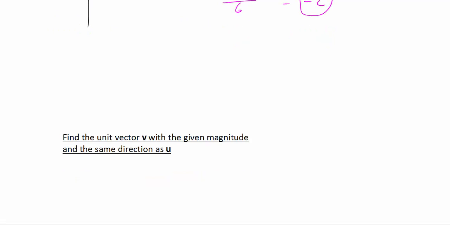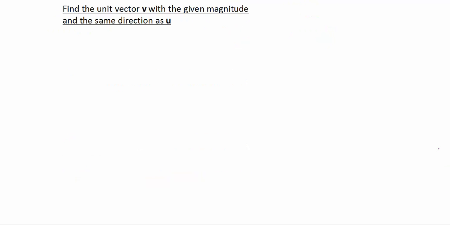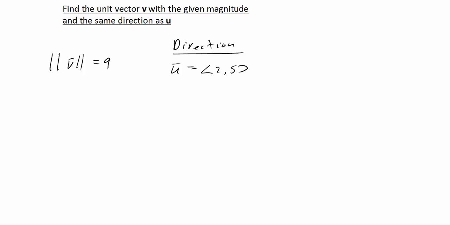Okay, so let's look at where we might actually apply this to finding other vectors. This problem says we want to find the vector v with the given magnitude and the same direction as u. So we're given our vector v has a magnitude of 9, and we want it to go in the direction of our vector u, which is 2, 5.